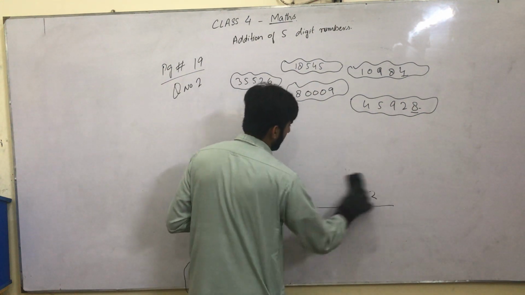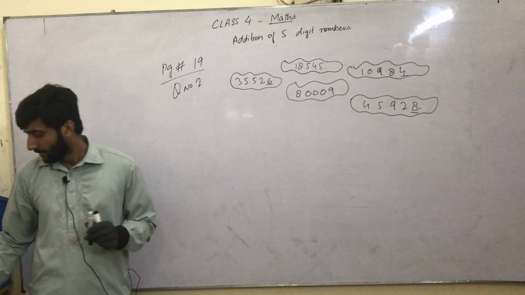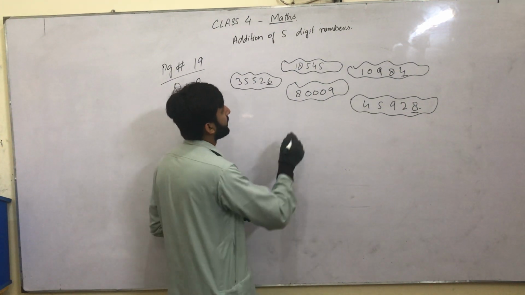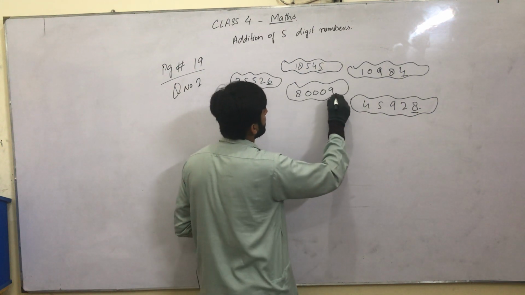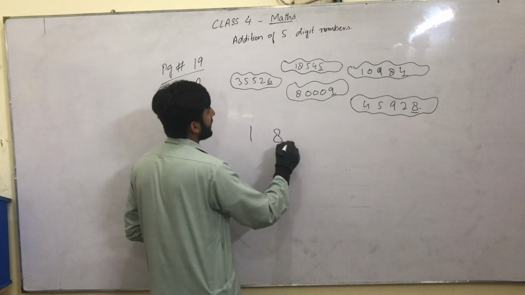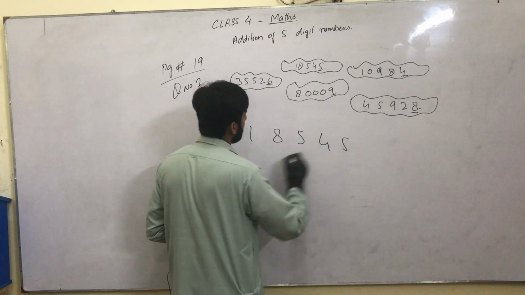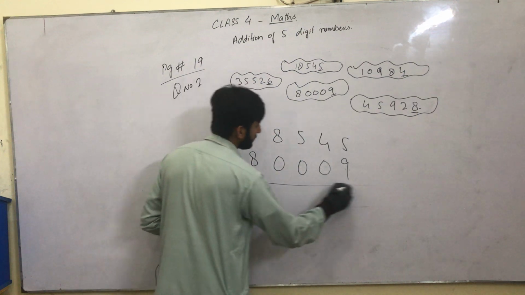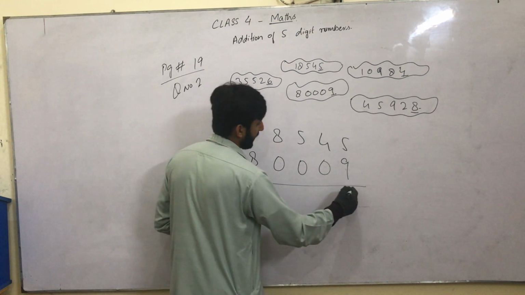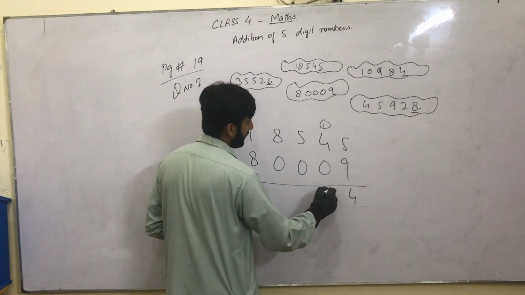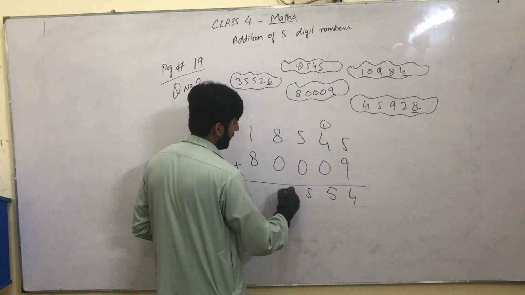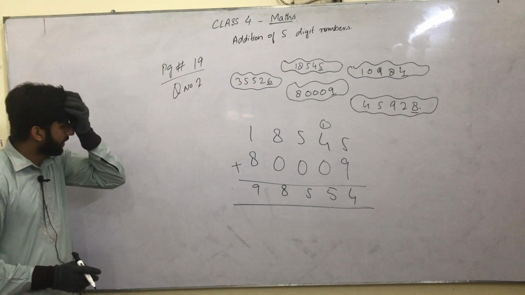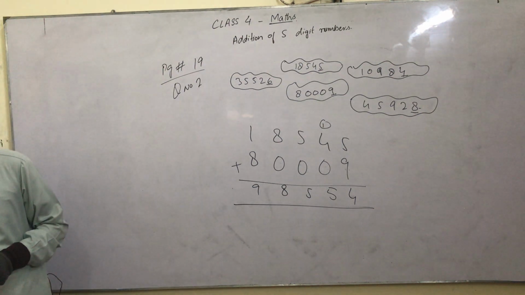The B part of the question is to find the sum of all odd numbers. All odd numbers are those numbers which have 1, 3, 5, 7, 9 at their end. So this is your odd number and this is your odd number. 18545, 80009. Add 5 plus 9 is 14, 1 carry. 4 plus 1 is 5, 5, 8, 8 and 1 is 9. This is how to find the sum of the given numbers.